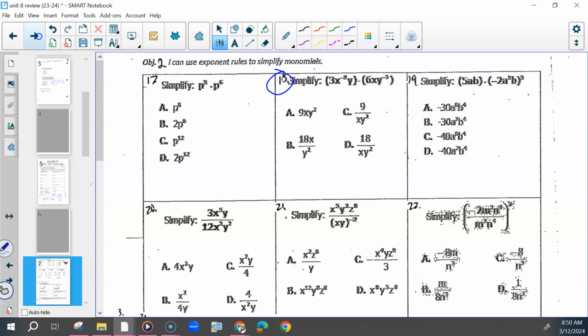We'll start with that one. I'll rewrite this so you can see it a little bit more clearly. 3x to the negative second power y times 6xy to the negative third. We are multiplying like bases, so what are we doing with the exponents?